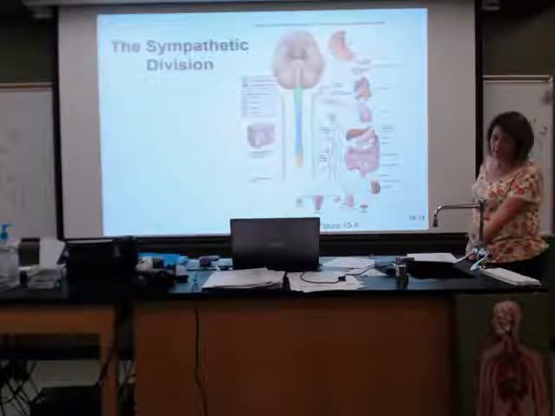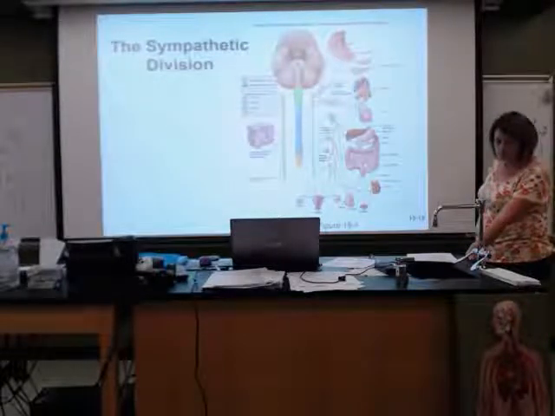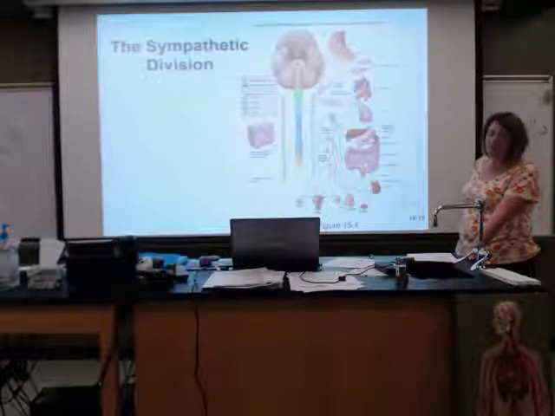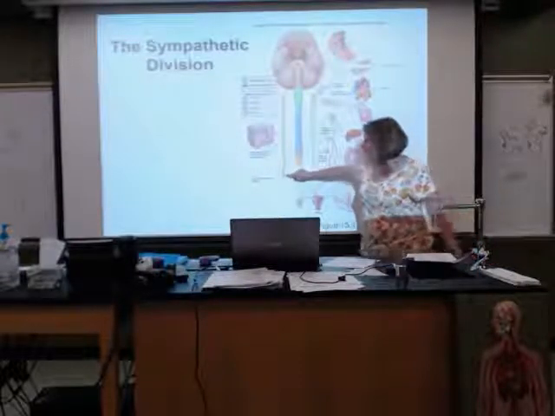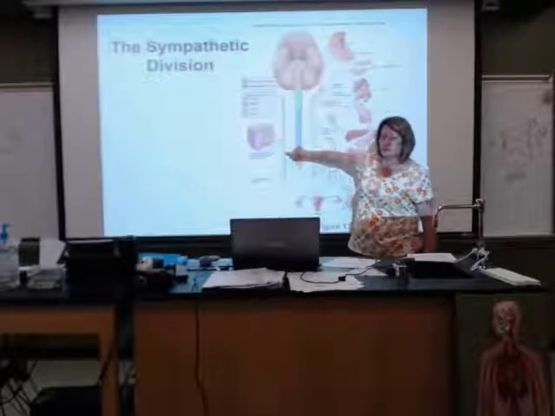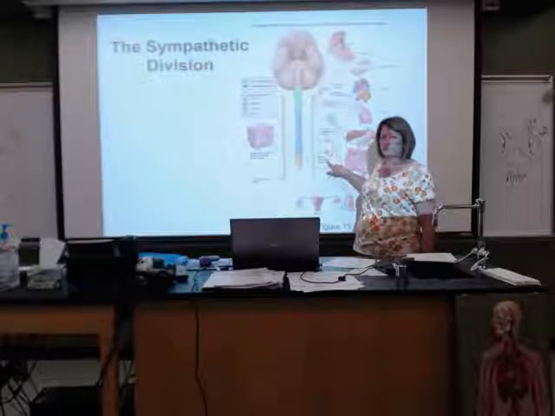Okay, so the preganglionic neurosomas are only in the lateral horn, right? Yeah. So the post ones are going to either be in my sympathetic chain ganglia or one of these 3 ganglia.